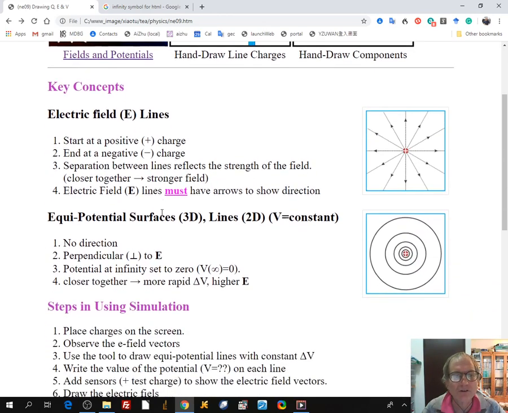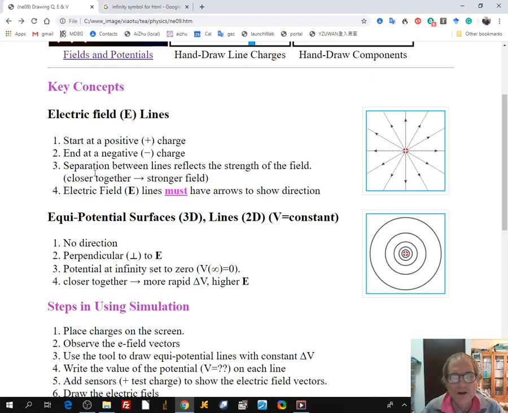First of all, for electric field lines. Electric field lines, first of all, they start at a positive charge. You can see here there's our positive charge. They start at a positive charge. They will always end at a negative charge. Okay, they don't just disappear. They end at a negative charge. So somewhere there should be a negative charge to balance this positive charge somewhere in the universe. Okay, they will end at a negative charge.